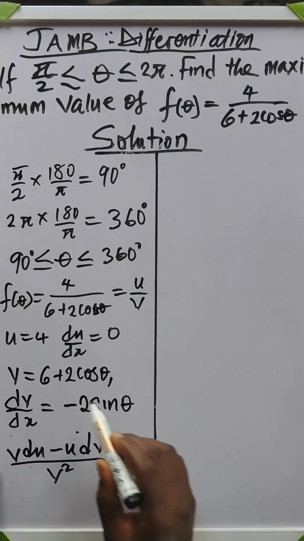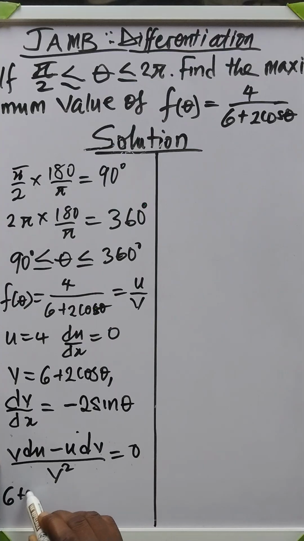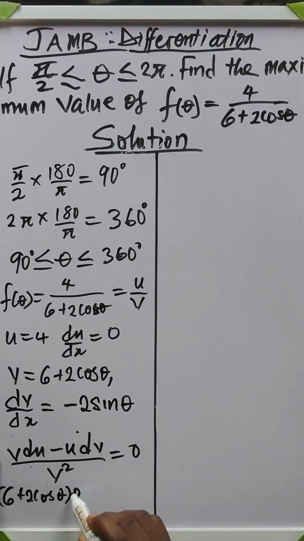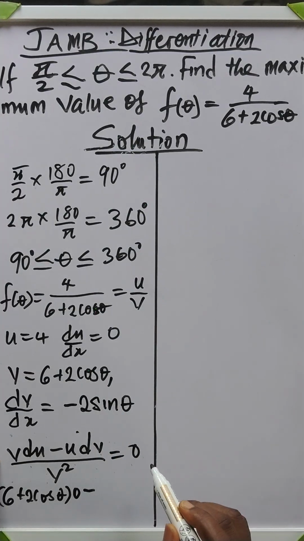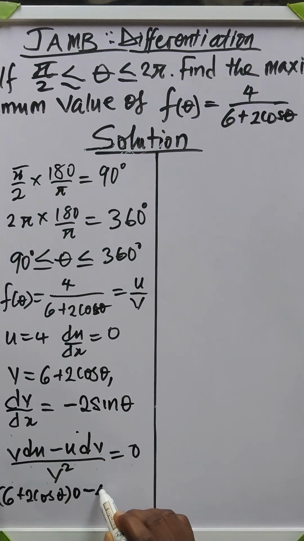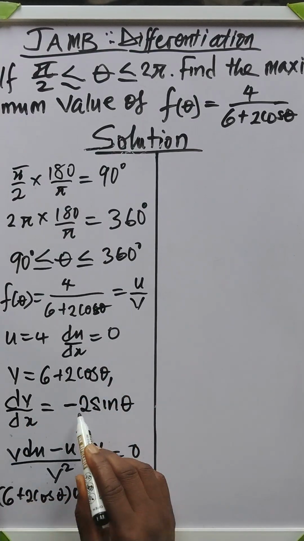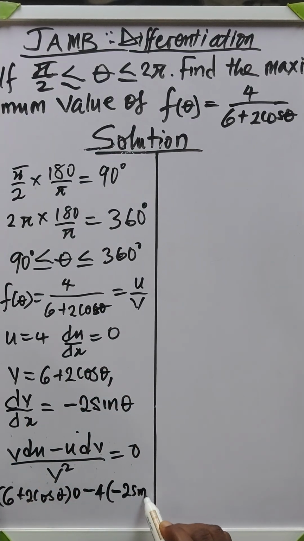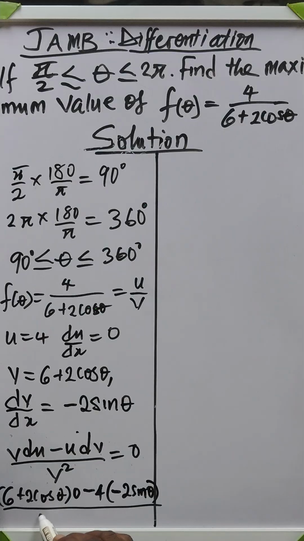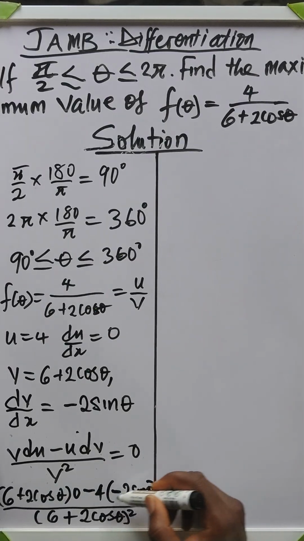So what's my v? My v is the whole of this, 6 plus 2 cos theta. My du is 0. Then minus my u, which is 4, into the dv, which I've differentiated, that's minus 2 sine theta, all over my v squared, which is the whole of this, open bracket 6 plus 2 cos theta all squared. Now this part is 0, and if you multiply, this will give me 8 sine theta.